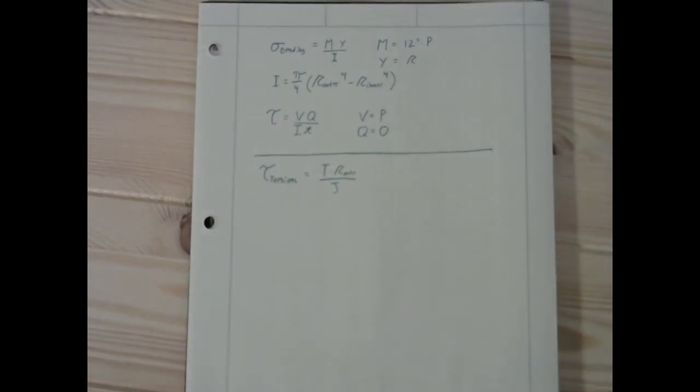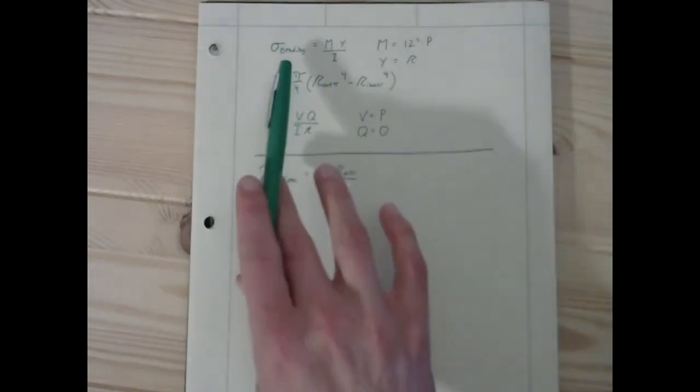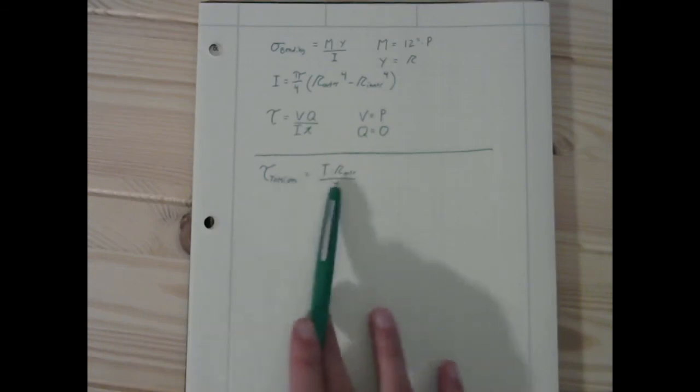Remember, that is pure shear, but it's not going to induce any normal stresses. So the only normal stresses we have to worry about are due to bending. The only shear stress we need to worry about at this point on top or bottom is going to be due to torsion.